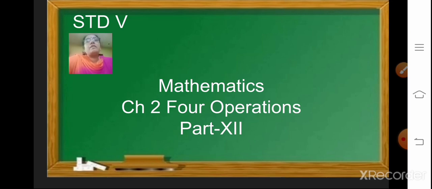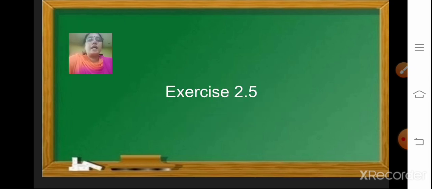Today in mathematics we will be doing part 12 of chapter 2, that is four operations. In the last class we have already studied the properties of division, correct? And we have already solved one sum showing how to carry out the division step by step. Today we will be continuing with exercise 2.5 of division sums. Whatever sums you do in this exercise, you have to copy down in your classwork notebook, and home assignment sums have to be done in your homework part.